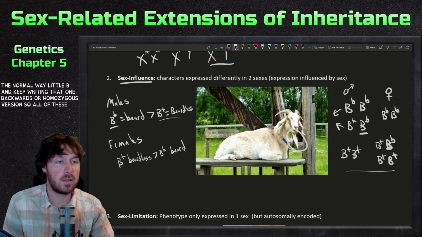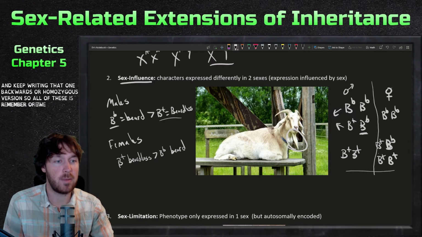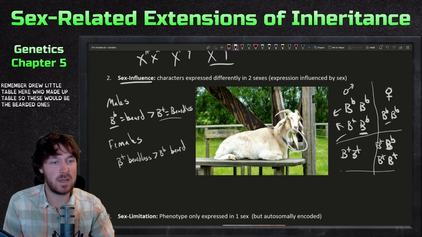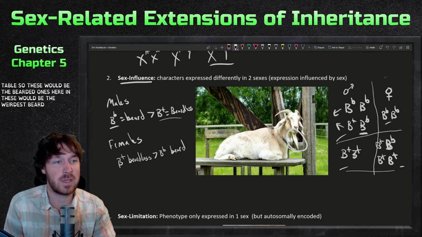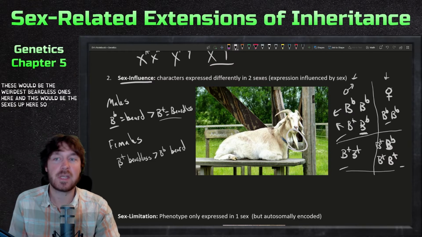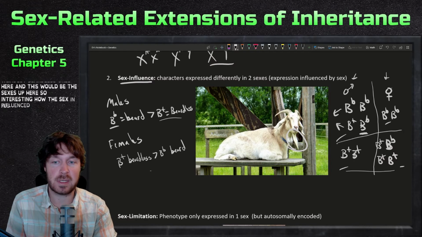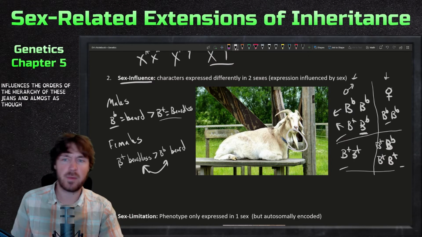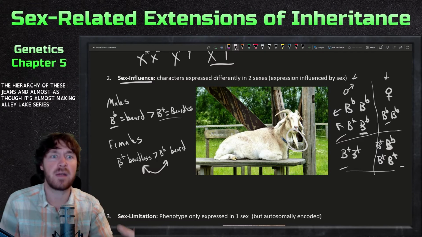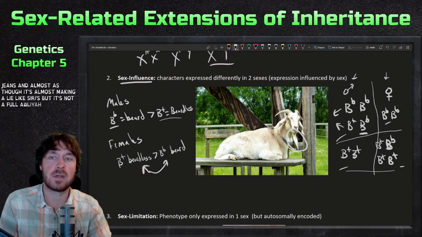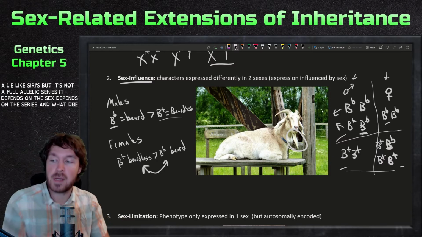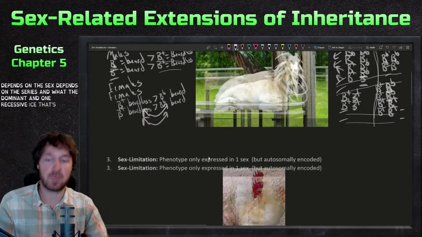So all of these, remember, we drew a little made-up table here. These would be the bearded ones here, and these would be the beardless ones here, and this would be the sex up here. So interesting how the sex influences the hierarchy of these genes. It's almost making an allelic series, but it's not a full allelic series. It depends on the sex, and depends on what's dominant and what's recessive. All right, so that's sex influence.